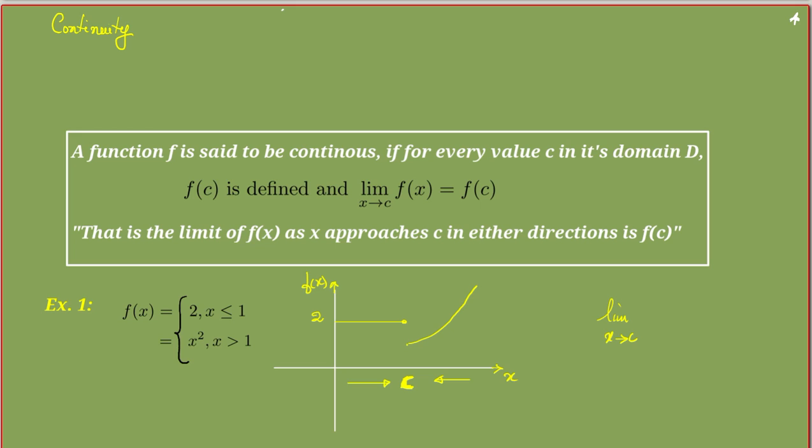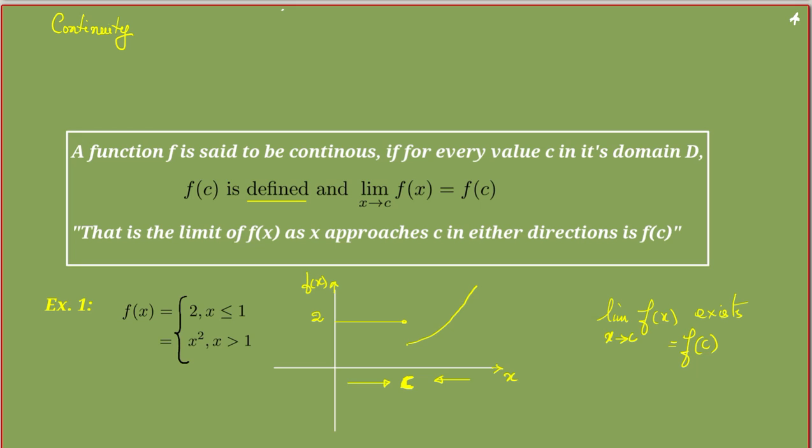So f of x is defined, and this limit should exist. Exist means it should not be an unbounded value, it should be a bounded value, and it should be exactly equal to f of C. So here there is a confusion. What will be this value? Is it 2 or 1? So we can say that it is not the same. Here it is not equal to f of C.